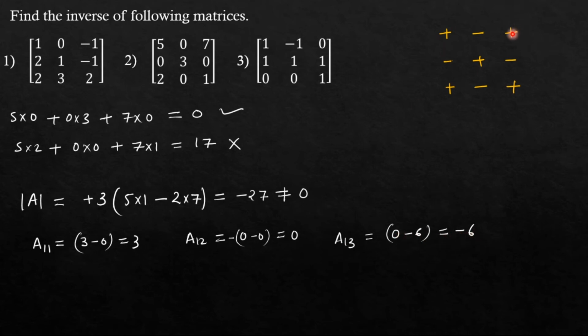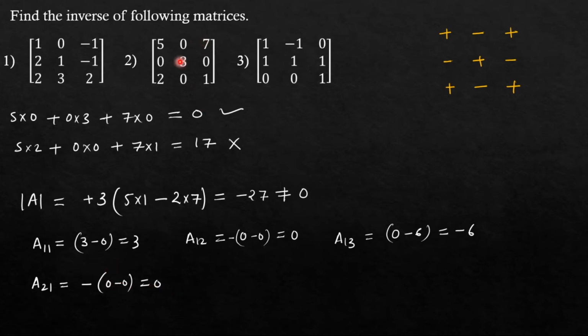With plus sign. So I will neglect this row and this column. I am considering this element. 0 into 0 minus 2 into 3. 0 minus 6. Minus 6. Now come to this element. This 0. That is A21. I will neglect this row and this column. So 0 into 1 minus 0 into 7. So 0 minus 0 is equal to 0.